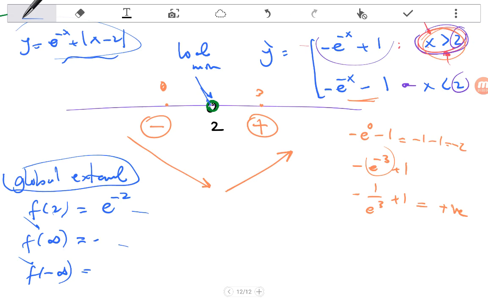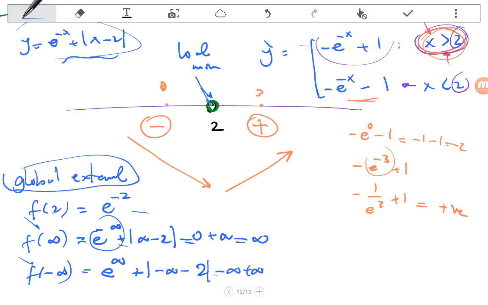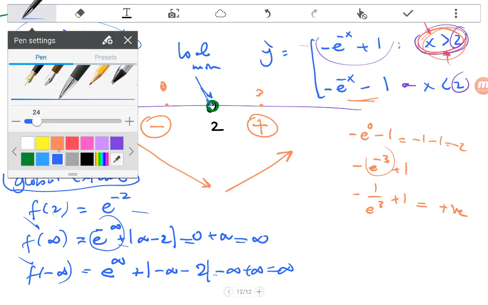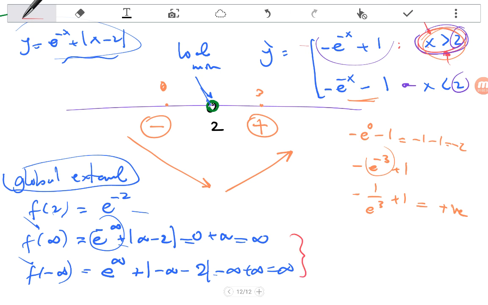What is f of infinity? It is e power minus infinity plus infinity minus 2. So that will be 0 plus infinity, which is just infinity. F of minus infinity will be e power infinity plus infinity minus 2, which is infinity plus infinity, just infinity. So what is the maximum of this function? There is no maximum. Why? When the maximum is infinity, we say there is no maximum.